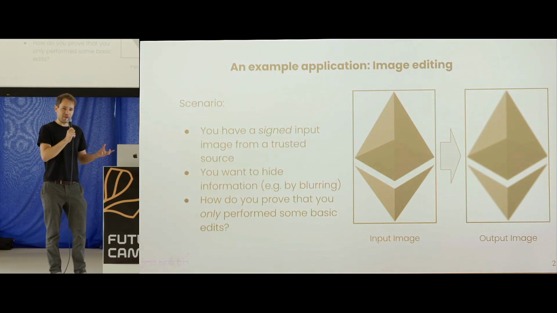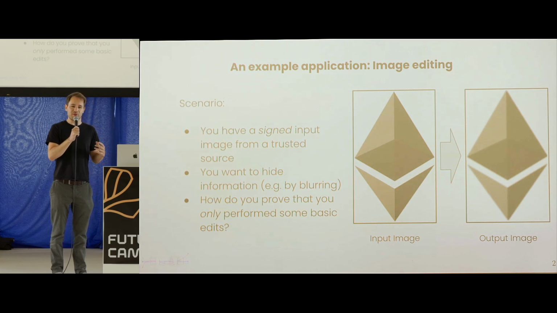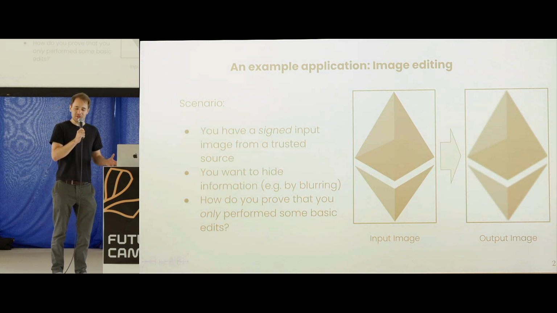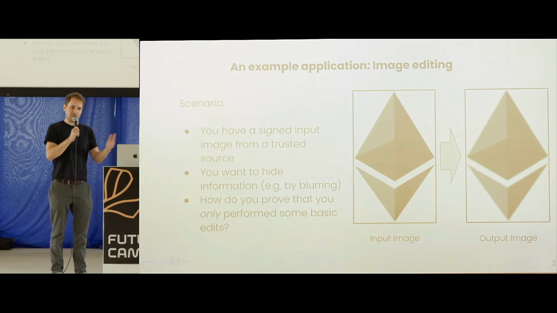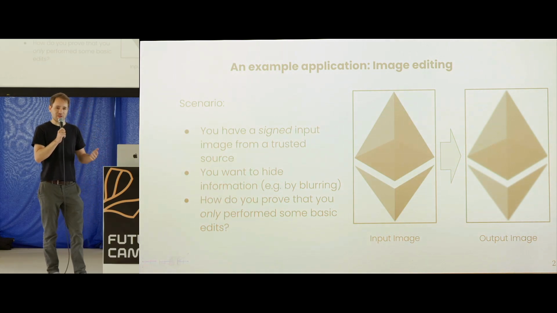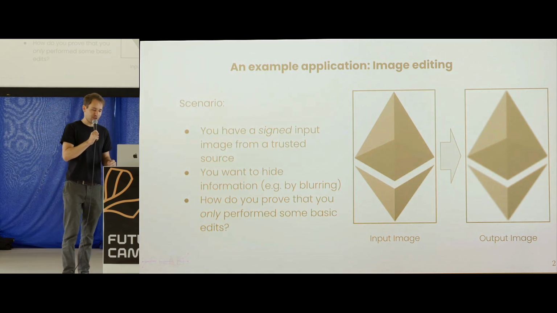But the problem with that is that once you apply the blurring, then you lose the signature, because the signature only signs the input image but not the output image. But if you prove this transformation, then you can establish a link between the input and the output, and you can basically say that this is an authentic image, it's not AI generated or anything. And I've applied a blur to it, but apart from this, there's nothing else. And in particular, I didn't just make up a new image.